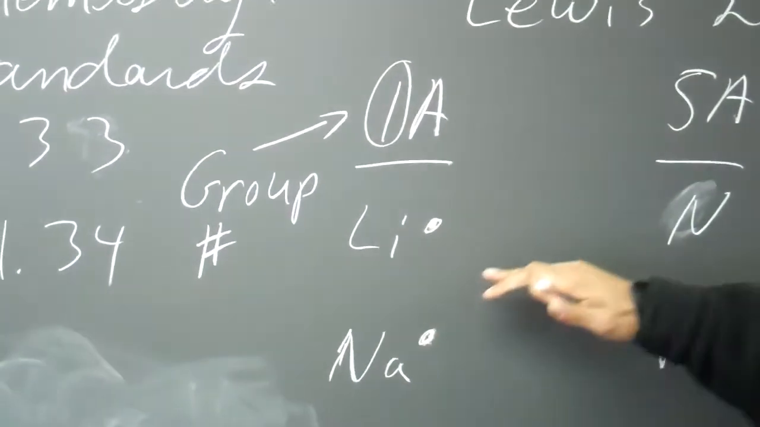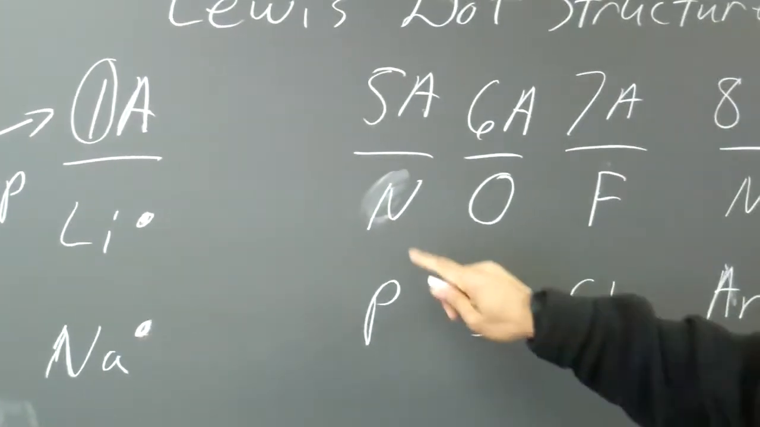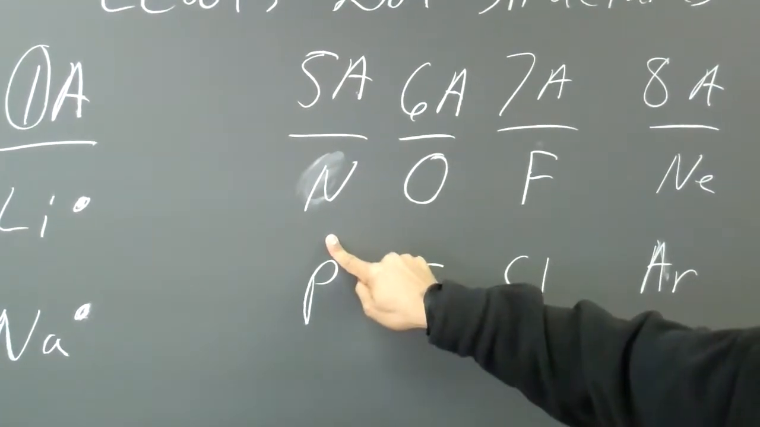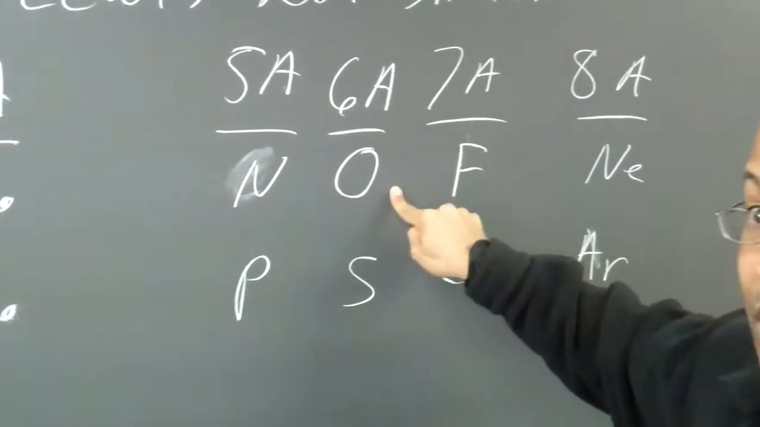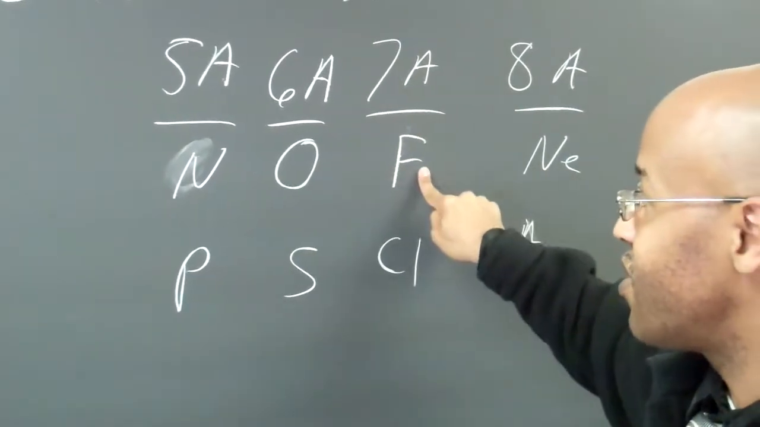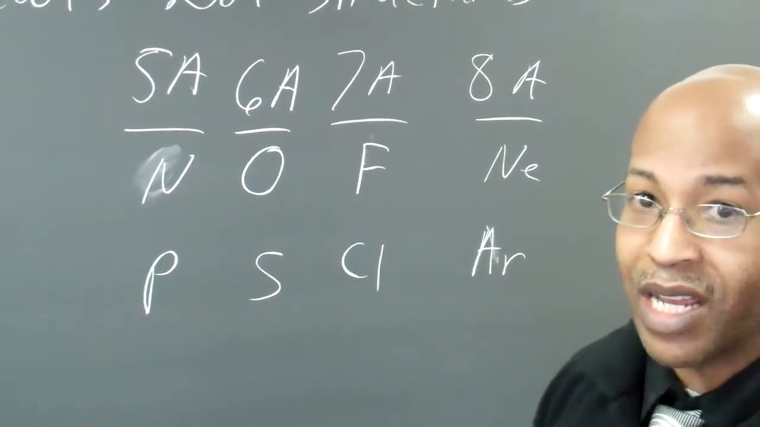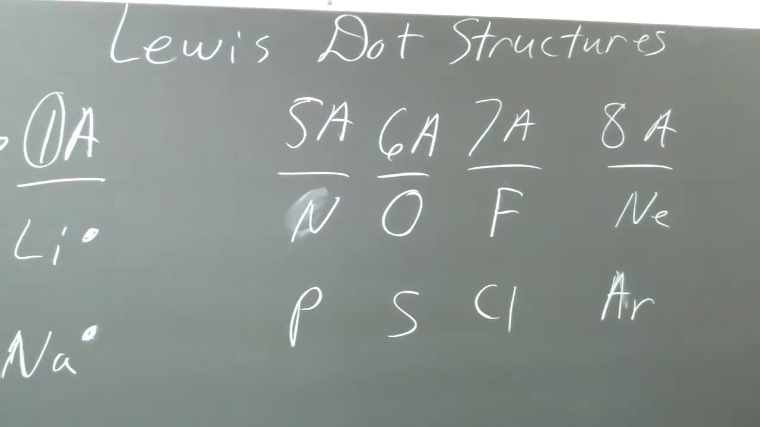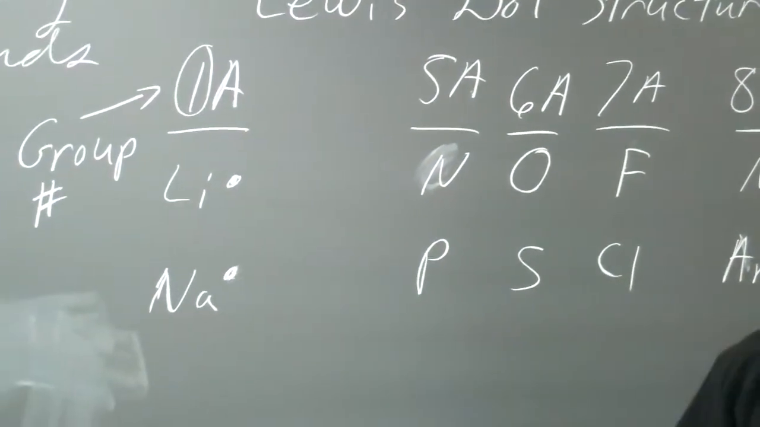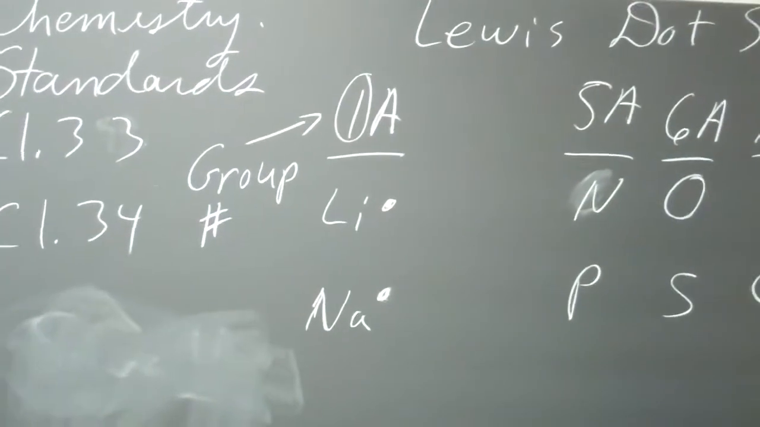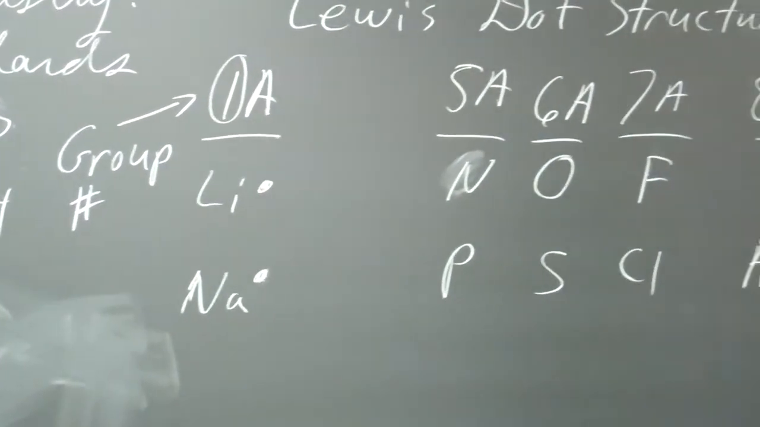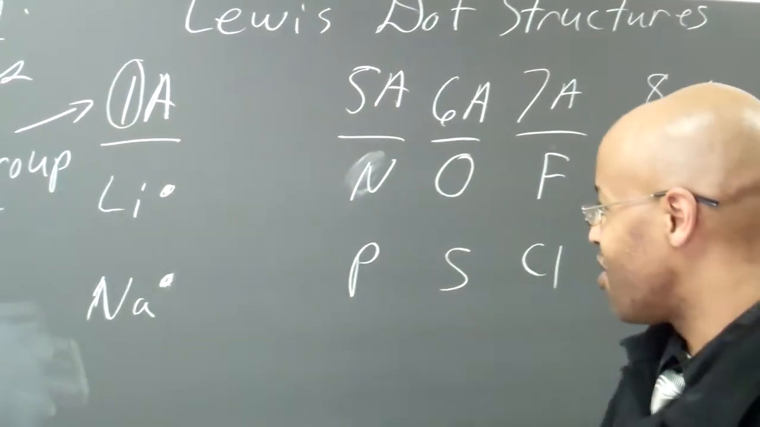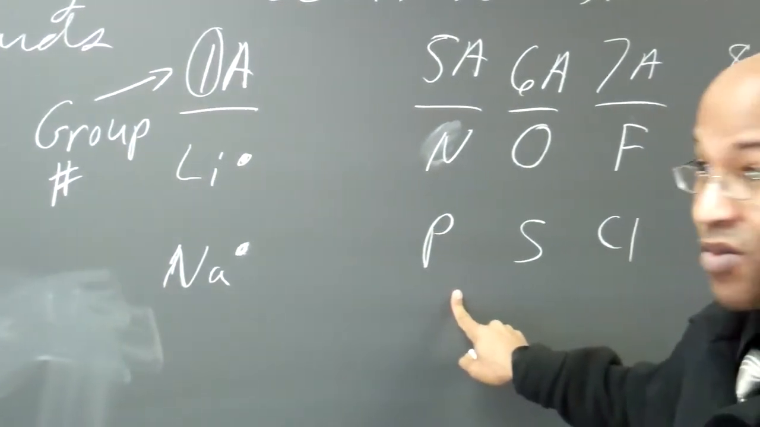Similarly, the rest are very similar. You'd have those in group 5A, they would have 5 electrons. Those in group 6A would have 6. Those in 7 and those in 8 would have 7 and 8 electrons respectively. Now, how do you draw them? Well, since you look at your electron number, and that number indicates which group it belongs to, you can easily draw the Lewis dot structures for any of the elements.